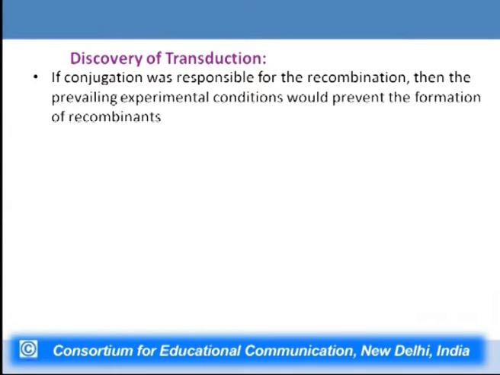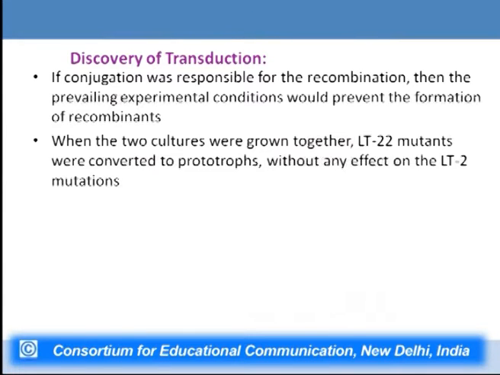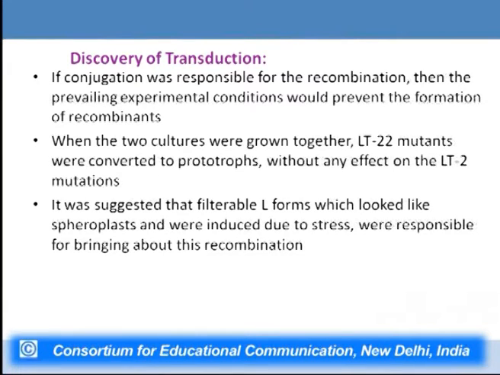If conjugation was responsible for the recombination, then the prevailing experimental condition would prevent the formation of recombinants, because, as we know, for conjugation to occur there has to be physical contact between the bacteria, and because of the filter, the bacteria on the two sides could never make physical contact. When the two cultures were grown together, LT22 mutants were converted to prototrophs without any effect on the LT2 mutations. It was suggested that some filterable L forms, which looked like spheroplasts and were induced due to stress, were responsible for bringing about this recombination.